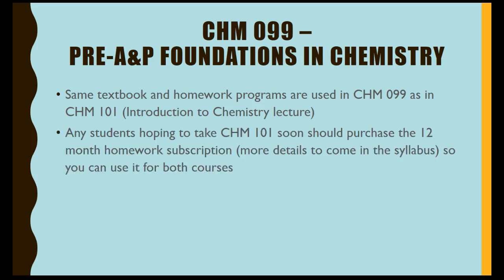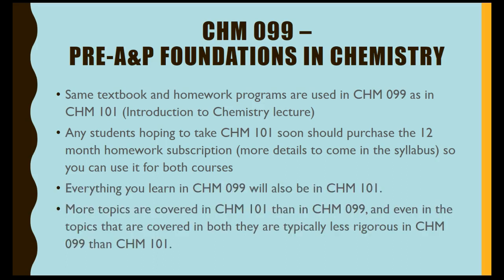If you are planning on taking Chem 101 quickly after Chem 099, so you'll be buying the materials for Chem 099 but then also reusing them when you take Chem 101, I strongly suggest you purchase the 12-month homework subscription access, because you can use the same homework for both this course and Chem 101. Everything we learn in Chem 099 is also included in the Introduction to Chemistry Chem 101 course. There are more topics covered in Chem 101 than will be covered in Chem 099.